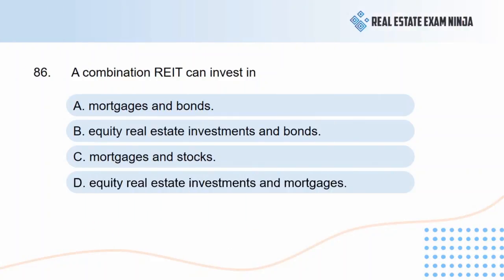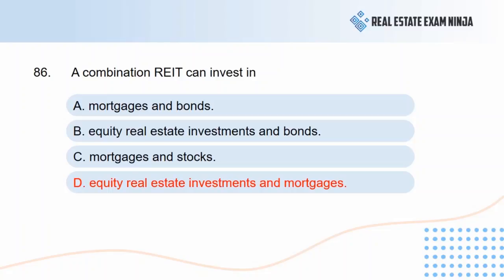Number 86. A combination REIT can invest in: A, mortgages and bonds. B, equity real estate investments and bonds. C, mortgages and stocks. D, equity real estate investments and mortgages.